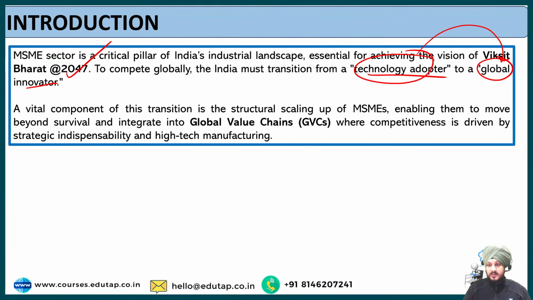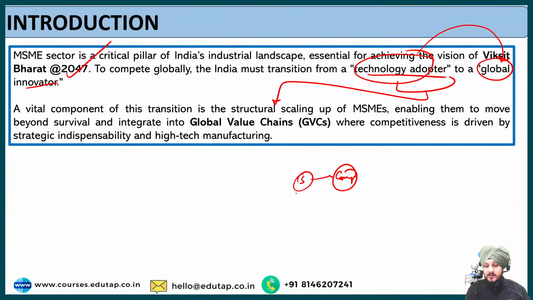A vital component of this transition is the structural scaling of the MSMEs. In the economic survey, they have discussed 5 pillars that are very important to focus upon when we talk about the competitiveness of India, and scaling up of MSMEs is an important pillar among them. So this is extremely important. It enables them to move beyond survival and integrate into global value chains, where competitiveness is driven by strategic indispensability and high-tech manufacturing. So this is the introduction to this question. Now let us move on to the body part.